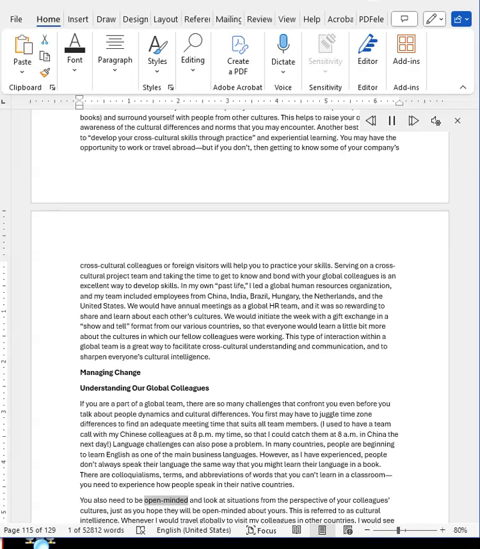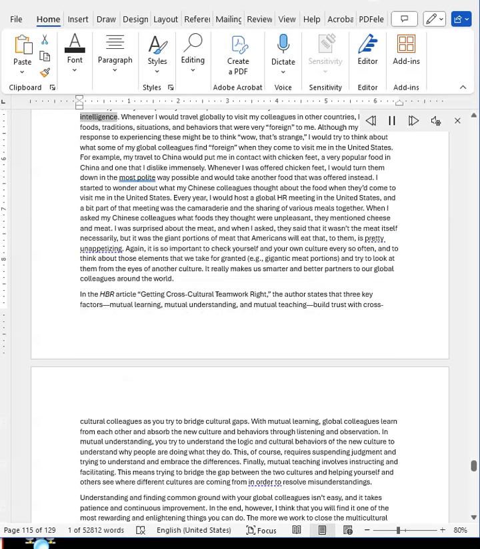You also need to be open-minded and look at situations from the perspective of your colleagues' cultures, just as you hope they will be open-minded about yours. This is referred to as cultural intelligence. Whenever I would travel globally to visit my colleagues in other countries, I would see foods, traditions, situations, and behaviors that were very foreign to me. Although my first response to experiencing these might be to think, wow, that's strange, I would try to think about what some of my global colleagues find foreign when they come to visit me in the United States.